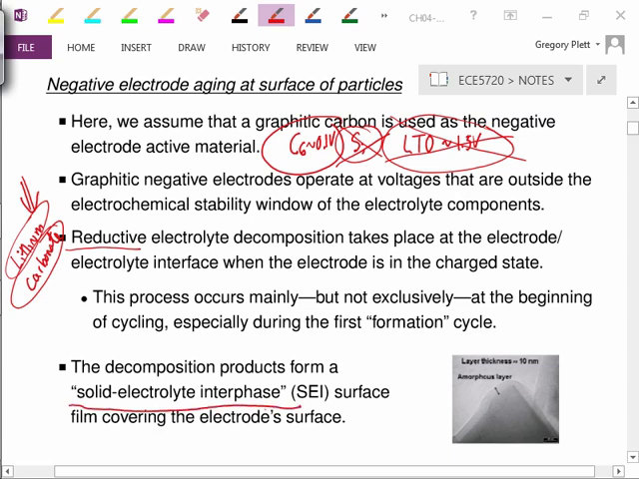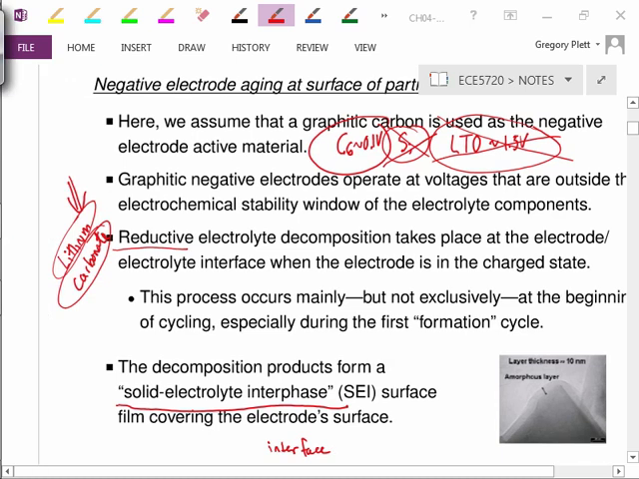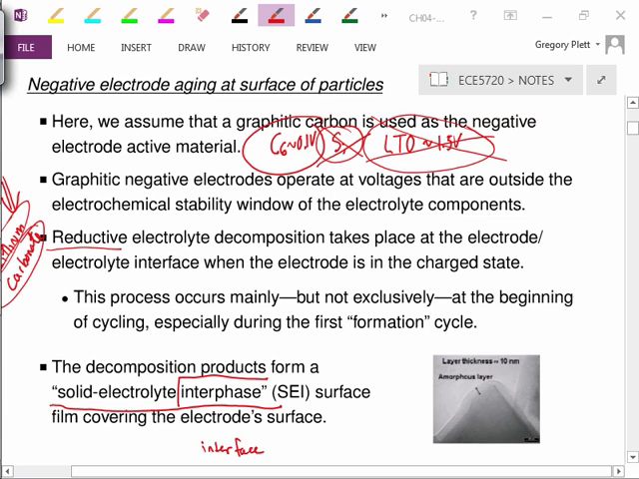This is spelled correctly. Sometimes you will see interface, thinking about where two materials come together. That is, I think, also accepted in the literature, but the most careful chemists and material scientists, when they're publishing, will use the term interphase because it's talking about the solid being a phase and the electrolyte being a phase, and this SEI is forming at the boundary between the solid phase and the electrolyte phase, so it's an interphase phenomenon.